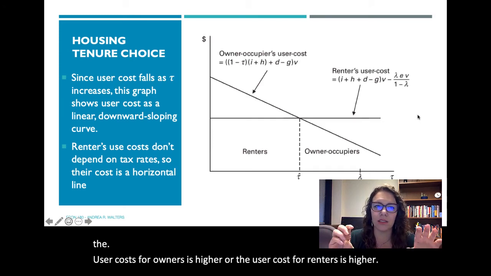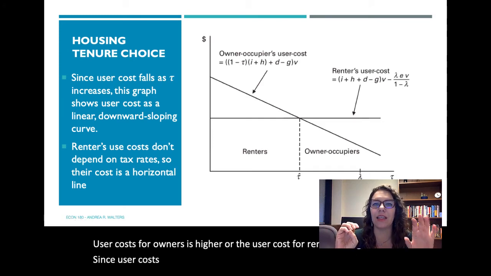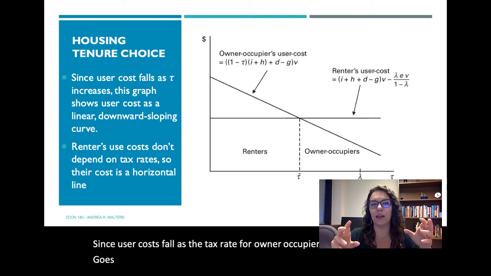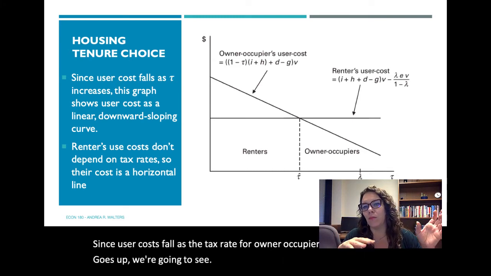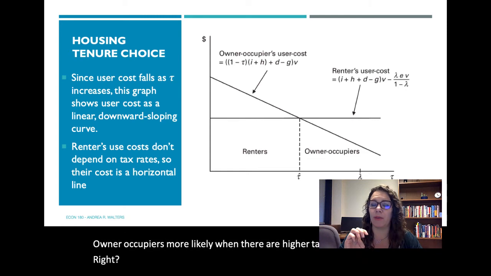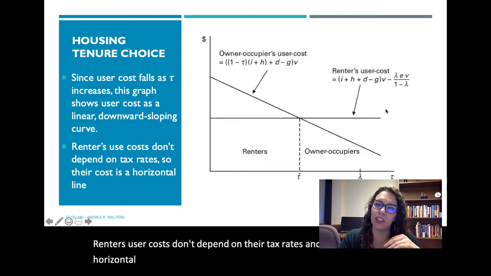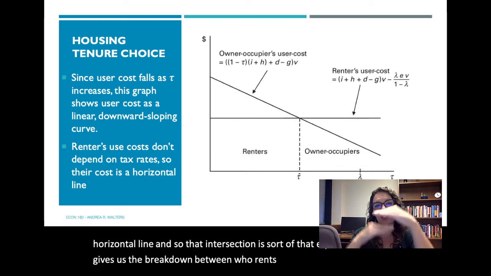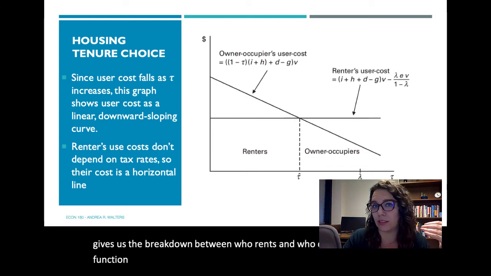Since user costs fall as the tax rate for owner-occupiers goes up, we're going to see owner-occupiers more likely win their higher tax rates, right? Renters' user costs don't depend on their tax rates, and so that's a horizontal line. And so that intersection is sort of that equilibrium that gives us the breakdown between who rents and who owns. And it's a function of that decision of what's the higher cost.